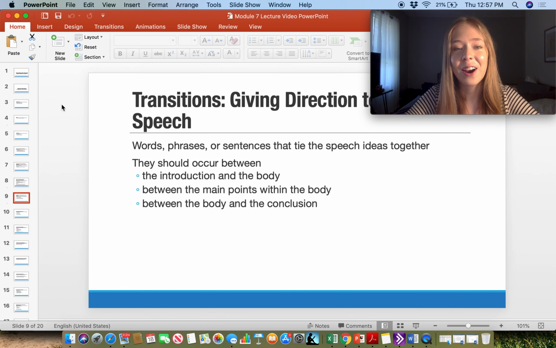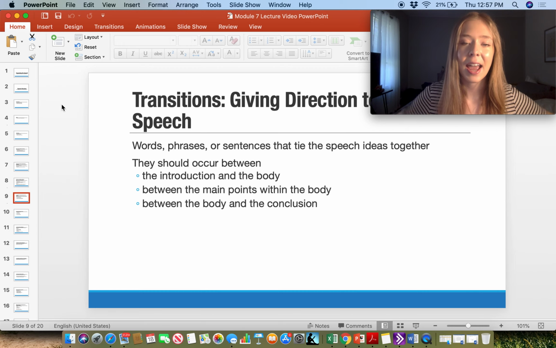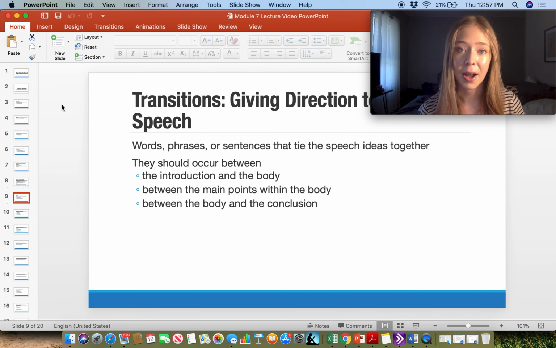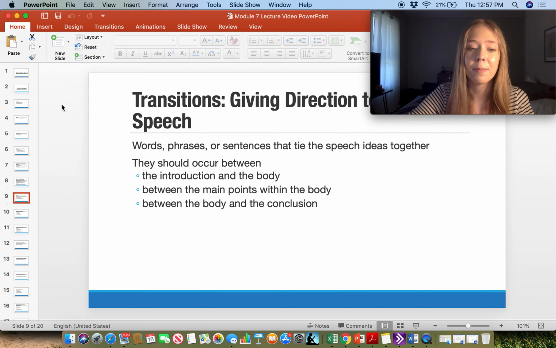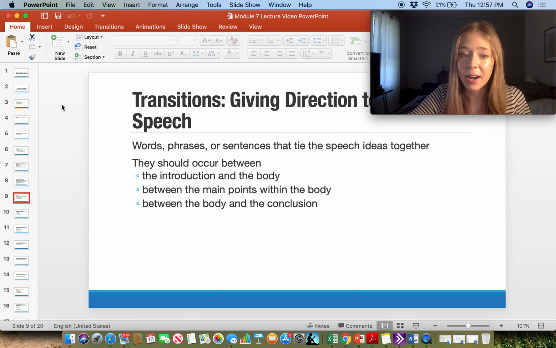Transitions. Transitions are very important for a speech, because if you do not include clear transitions, it will be very hard for your audience to follow you. So these are words and phrases that tie the speech ideas together, and they should occur in a lot of different places. Make sure you have a transition between the introduction and your body so that we know you're going into your main points now. Make sure you have it between the main points within the body of the speech. And finally, you need to transition from the body of the speech to your conclusion.